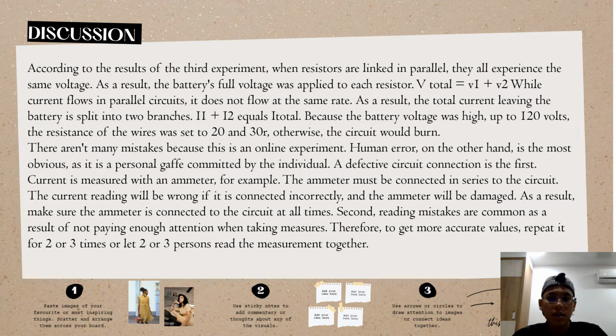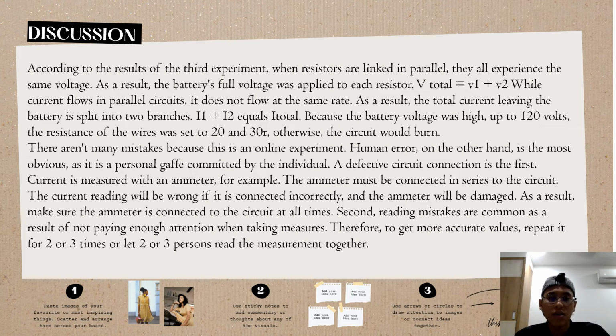According to the results of the third experiment, when resistors are linked in parallel, they all experience the same voltage. As a result, the battery's full voltage was applied to each resistor. V total equal to V1 equal to V2. While current flows in parallel circuits, it does not flow at the same rate. As a result, total current leaving the battery is split into two branches. I1 plus I2 equals I total. Because the battery voltage was high up to 120 volt, the resistance of the wires was set to 20 and 30. Otherwise, the circuit would burn.